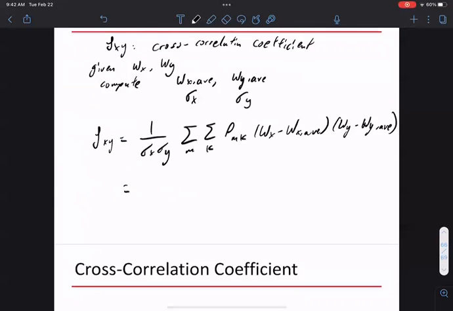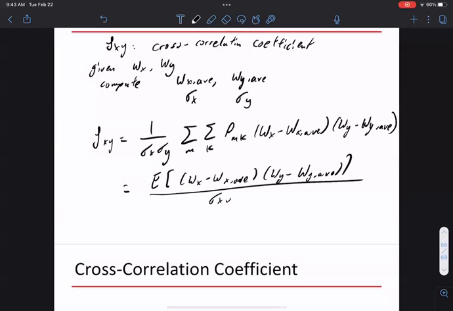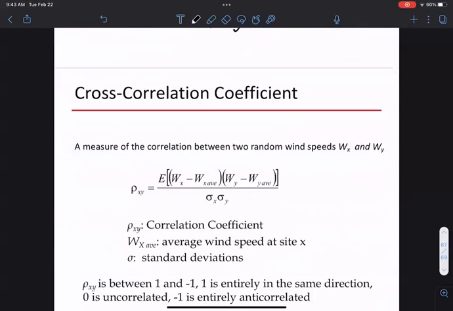There's a shorthand notation for this if you write the expectation values. We'll use this shorthand because sometimes it's shorter to write this way. This is an equivalent definition. The reason this is useful is that it is bounded between minus one and one. The smallest it can get is minus one, the largest is one. If it's one, they're moving in entirely the same direction. If it's minus one, they're moving in opposite directions. If it's zero, it doesn't matter.